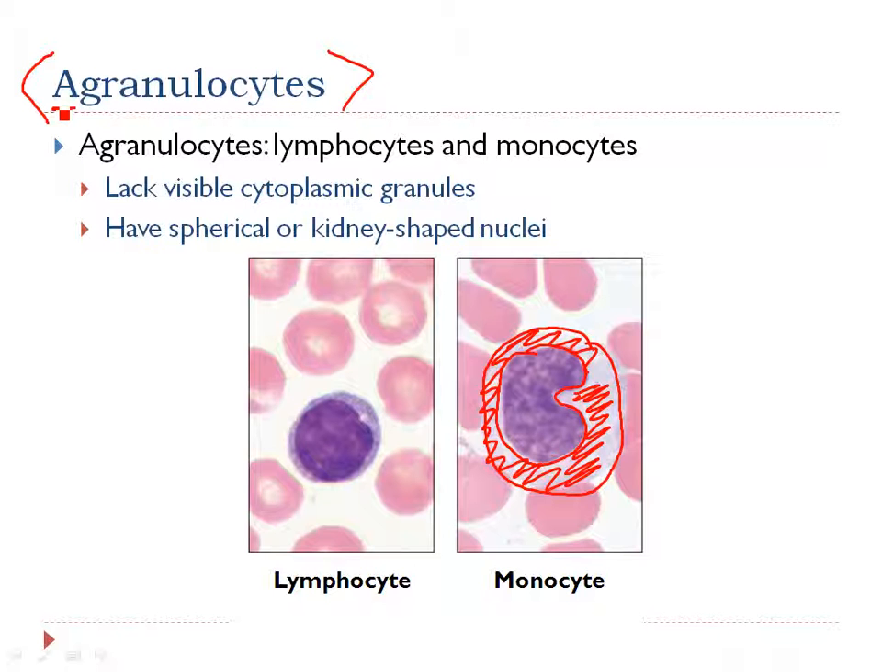There are two major types of these: lymphocytes, which are your second most abundant type of white blood cell in general. And then you have your monocytes, which are not nearly as abundant as lymphocytes, but more abundant than your eosinophils or your basophils.